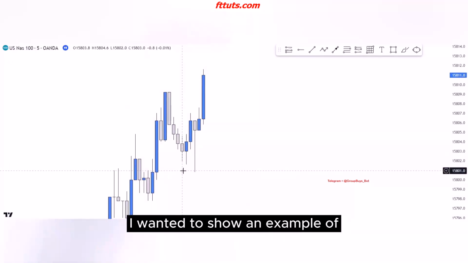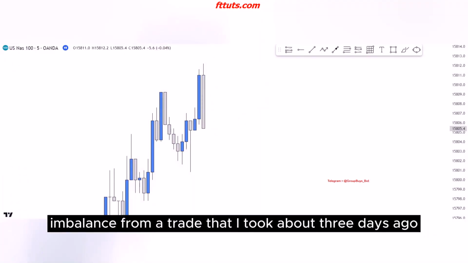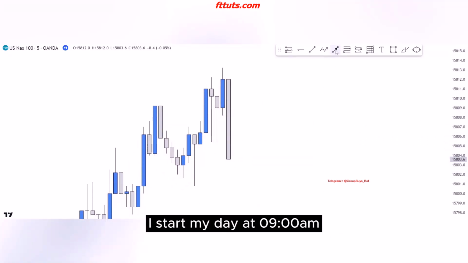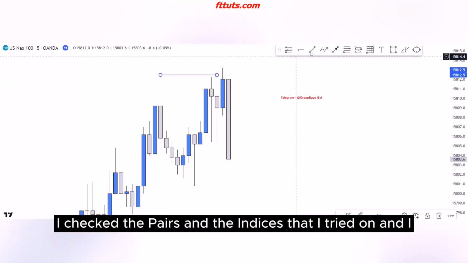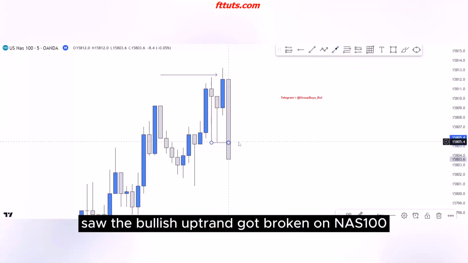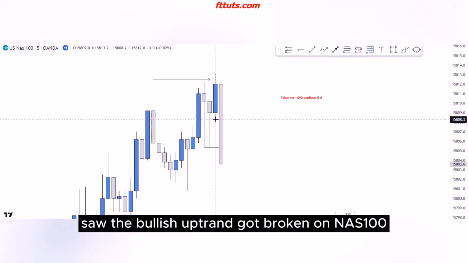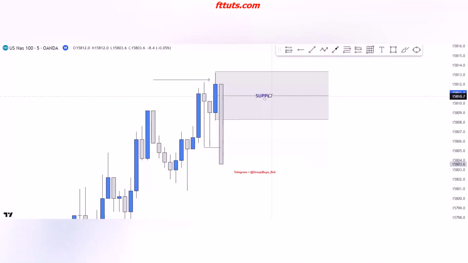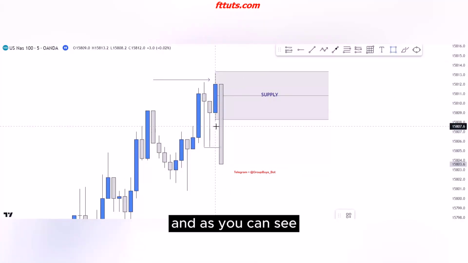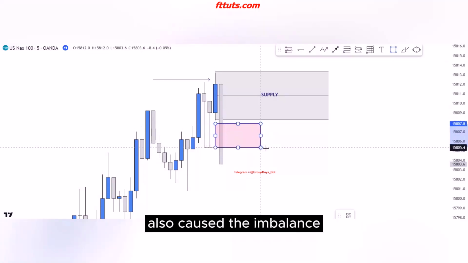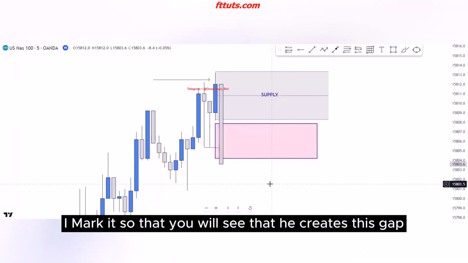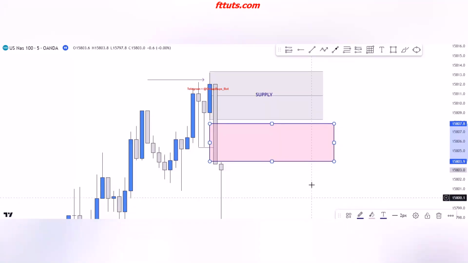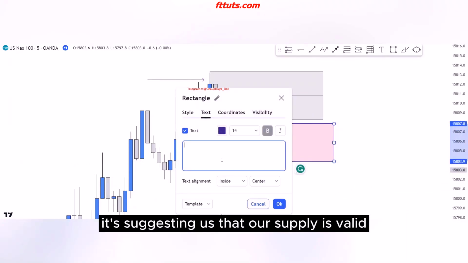I wanted to show an example of imbalance from a trade that I took about 3 days ago. It was from November 16th, and as you know, I start my day at 9 a.m. I checked the pairs and indices that I trade on, and I saw the bullish uptrend got broken on NAS100. So this is our supply. And as you can see, the impulse candle that caused the break also caused the imbalance. I marked it so that you will see that it creates this gap, which it also completes later. It's suggesting to us that our supply is valid.